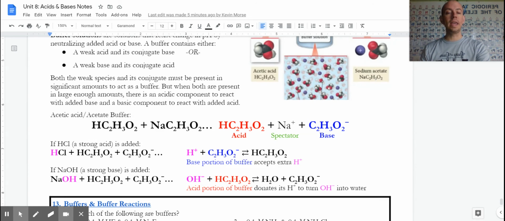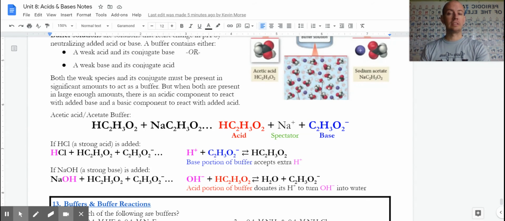And because this is weak, that doesn't ionize very much, so it may produce a little bit more acetate and a little bit of hydrogen ion, but we do not have that large increase in hydrogen ion that would normally happen if we put HCl into water or into a non-buffer solution. The extra H plus was absorbed, accepted, or neutralized by the base part of my buffer.